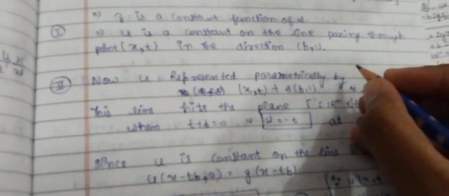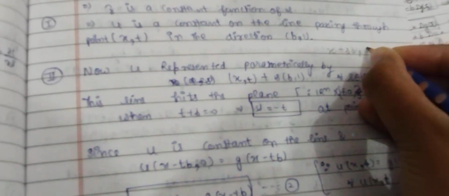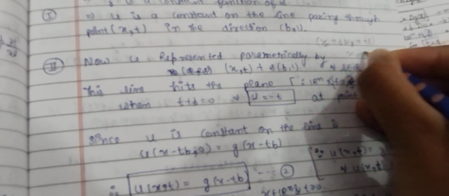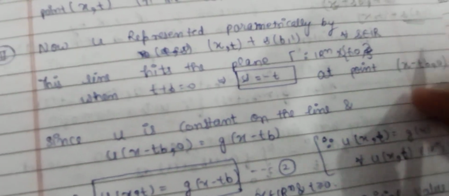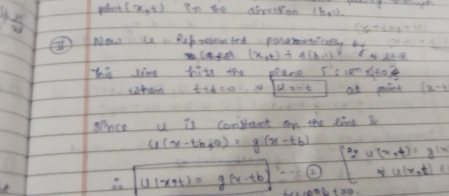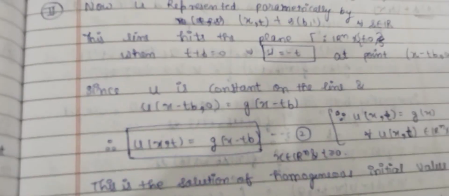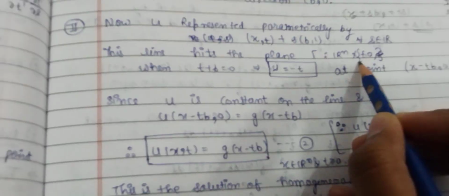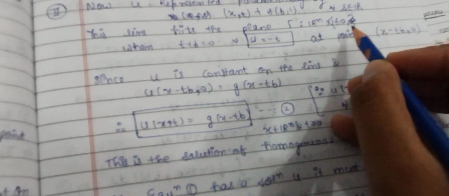This equation comes from (x + sb, t + s). What we do here is keep x and t, with the time coordinate t plus s as it is, and b comma 1. So this is how you represent the line parametrically. Okay, so the line hits the plane, let us suppose this plane is gamma, Rn cross t equals 0, when t plus s equals 0, because here t equals 0.